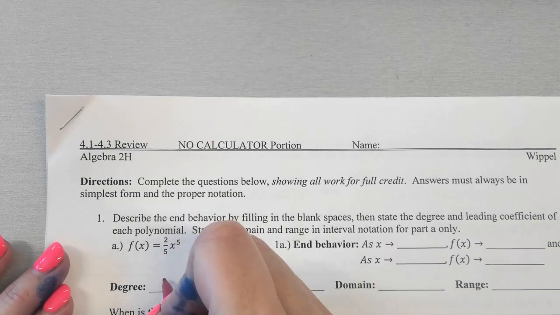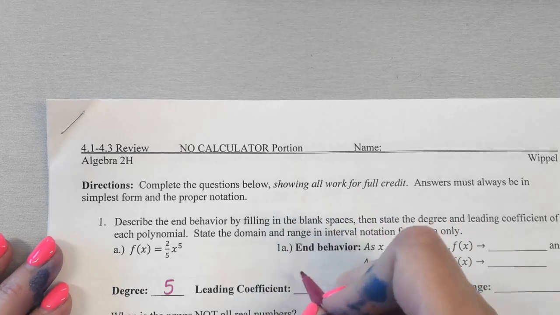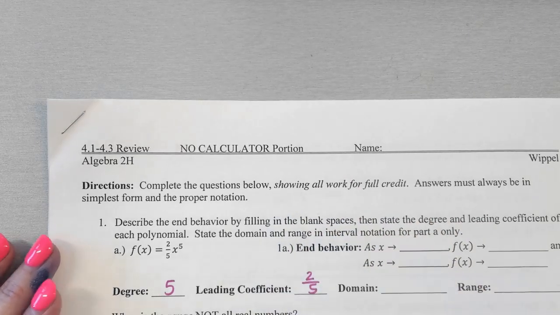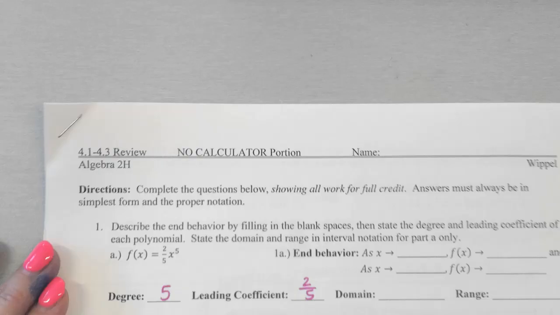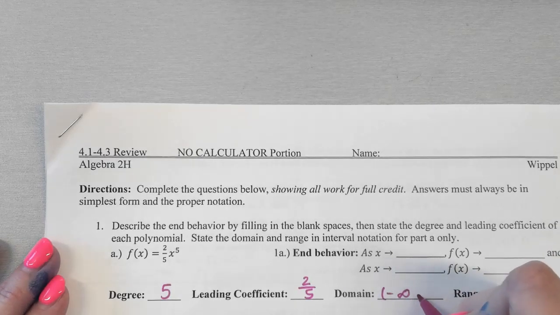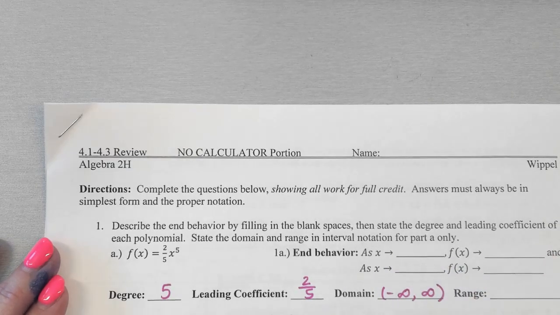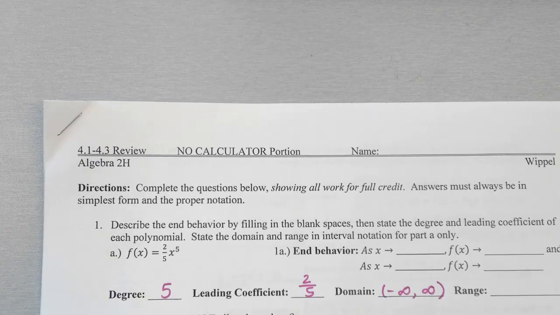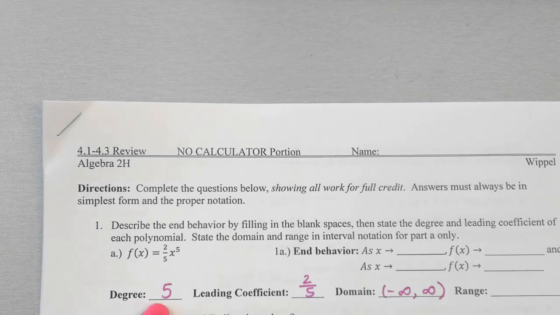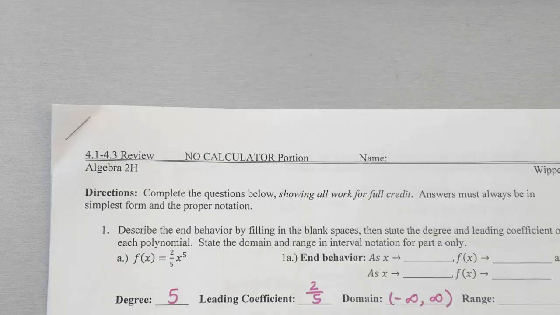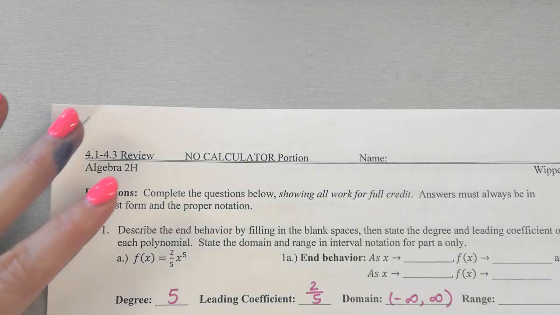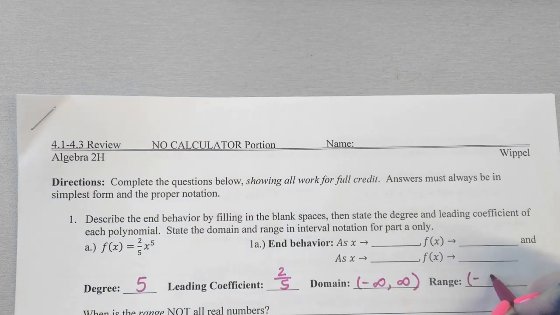So your degree is 5, your leading coefficient is 2/5. Okay, your domain for all of these is going to be all real numbers, and your range is dependent on your degree and leading coefficient. You can also use your end behavior to help you with that. So if the degree is odd and the leading coefficient, well, honestly, the leading coefficient doesn't matter for this. If your degree is odd, then the range is going to be all real numbers.